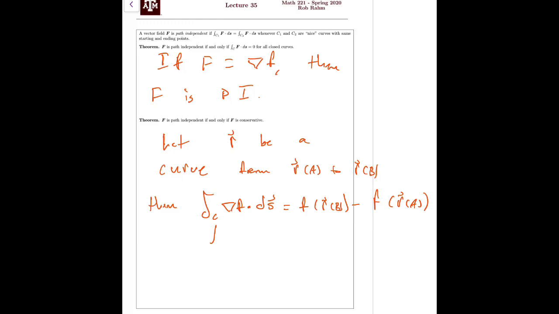Okay, so essentially what we're going to show in the next video is that a vector field is path independent. Well, we're not going to show this, but we're going to talk about it. A vector field is path independent if and only if it is the gradient of some scalar valued potential.